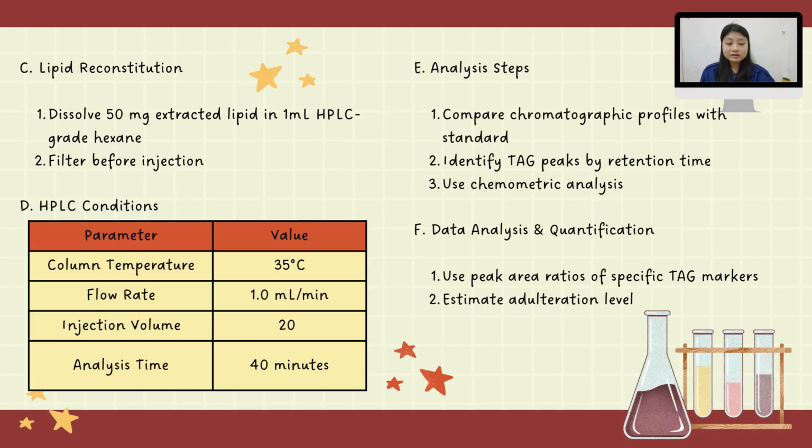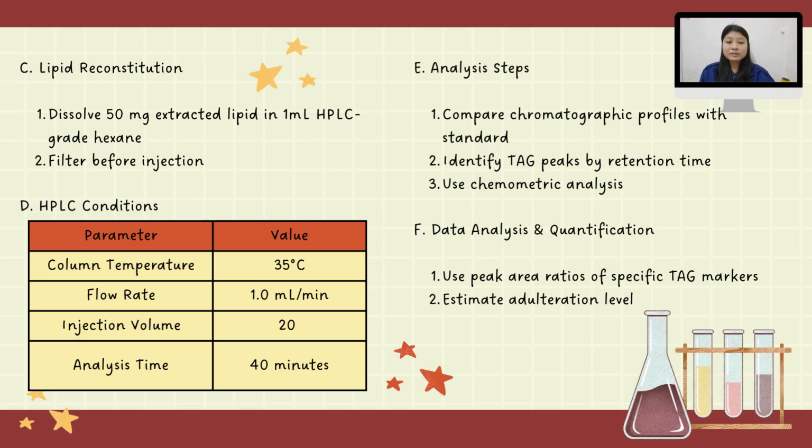Next is the reconstitution step. It dissolves extracted lipid in hexane and filters before HPLC injection. The HPLC conditions include column temperature at 35 degrees Celsius, flow rate of 1 ml per minute, injection volume of 20 ml, and 40-minute analysis time.